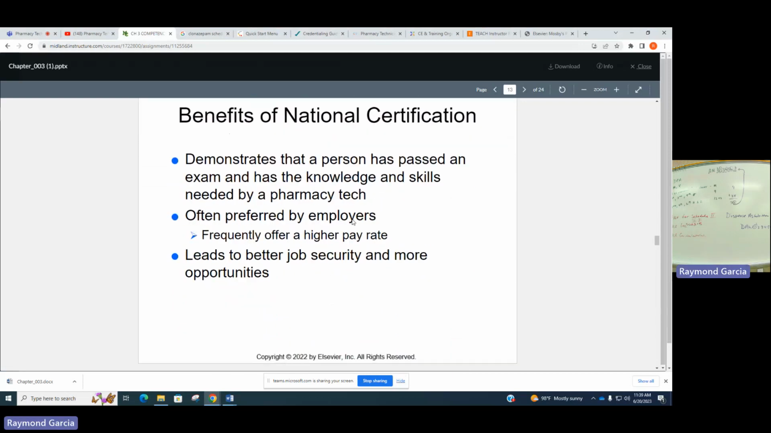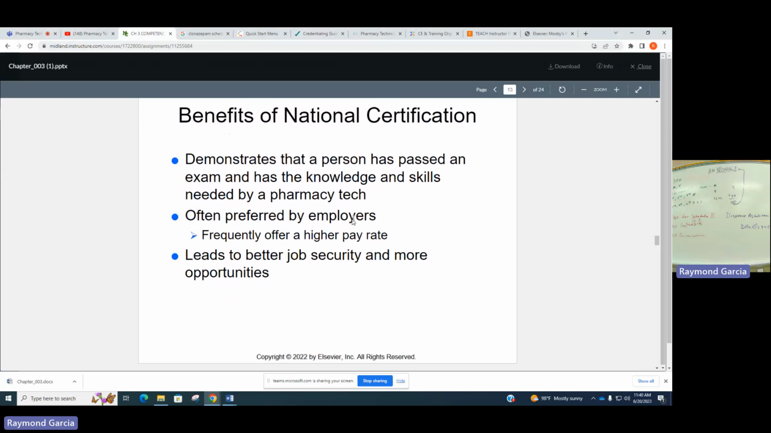Benefits of national certification: it demonstrates that a person has passed an exam and has the knowledge and skills needed by a pharmacy tech. Often preferred by employers, frequently offer a higher pay rate. A lot of the times the CVS, Walgreens, whatnot are short staffed, so they'll hire a lot of trainees that do not have their certification yet, but are working towards it. So that's a good way to start. Work for about a year, and then maybe get into a hospital after about a year or so.